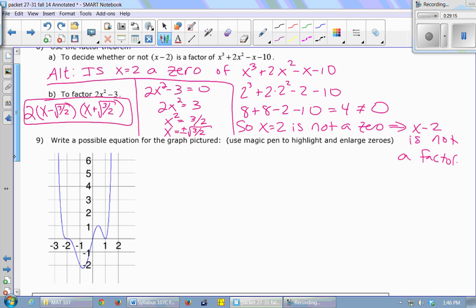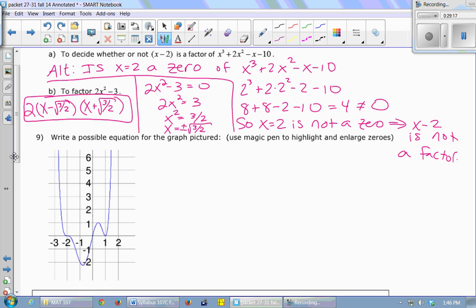All right, last problem together, and then you're going to work on some stuff. I've got a polynomial graph here. I would like to write a possible equation for this graph. So I'm going to put it in factored form. So we'll call this f of x. And it's some leading coefficient, x minus 0, x minus 0. How many zeros do I have here? 3.